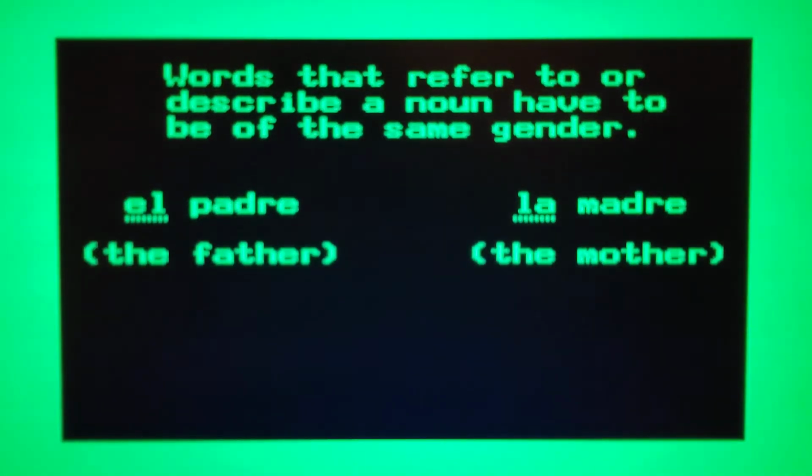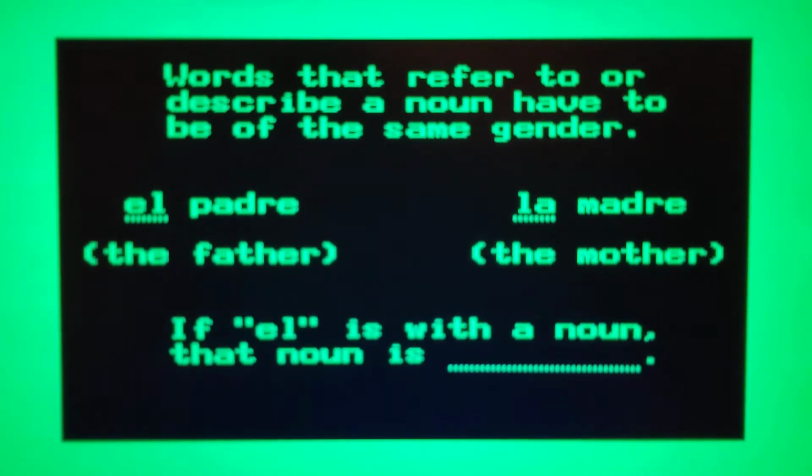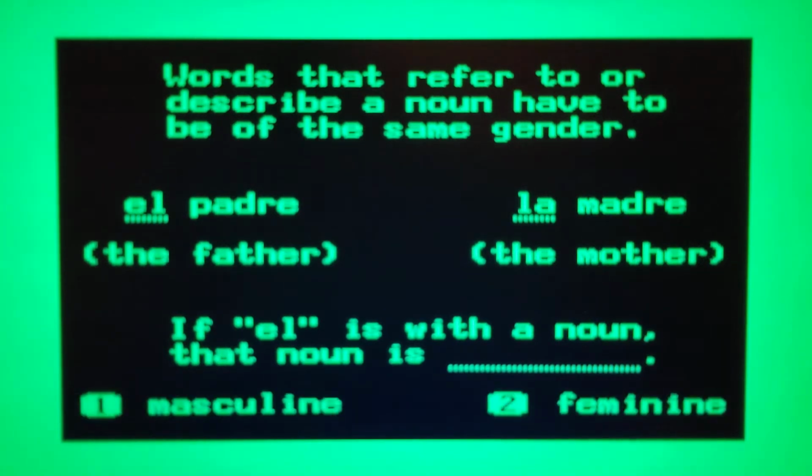It is very important to know if a Spanish noun is masculine or feminine because words that refer to or describe a noun have to be of the same gender. That is why you say el padre, the father, but la madre, the mother. If you see the word el with a noun, is that noun masculine or feminine? Sí.